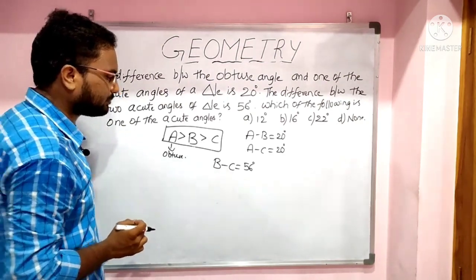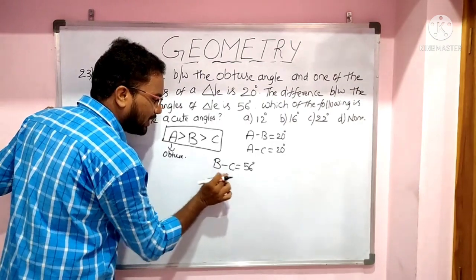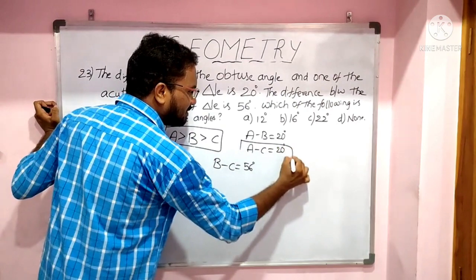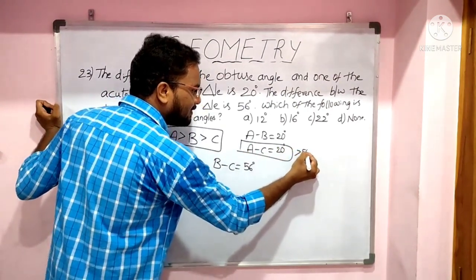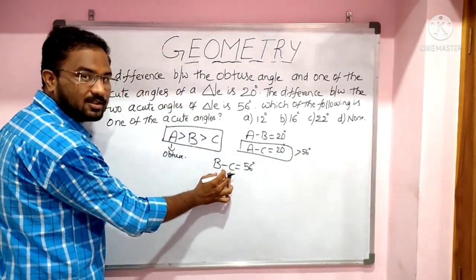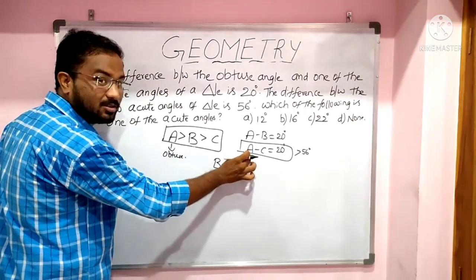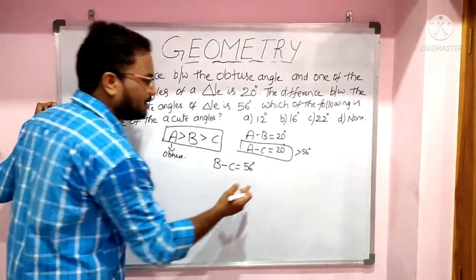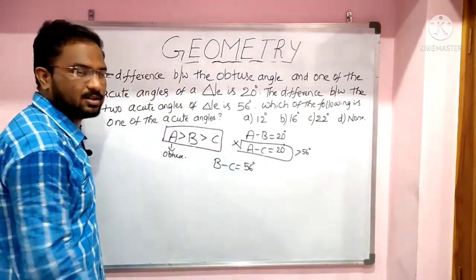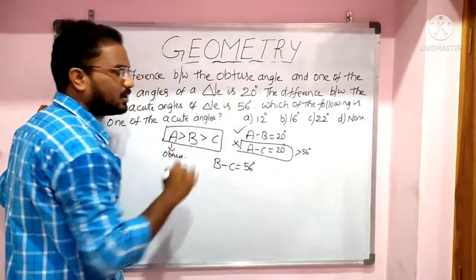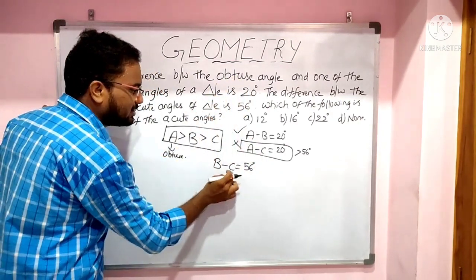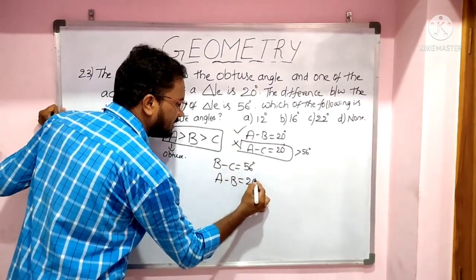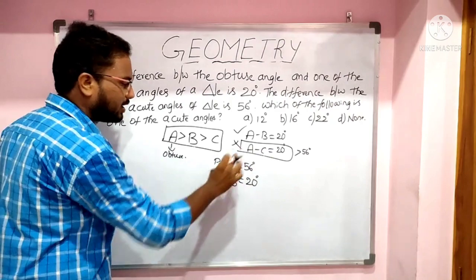So if the difference between the two acute angles is 56 degrees, then A minus C should be greater than 56 degrees, because A is the obtuse angle and C the lowest angle. So the relation A minus C equal to 20 is wrong. So B minus C equal to 56 degrees and A minus B equal to 20 degrees is correct.